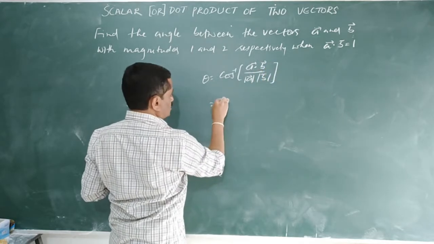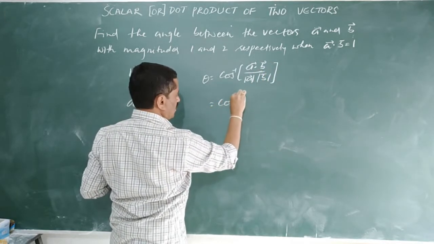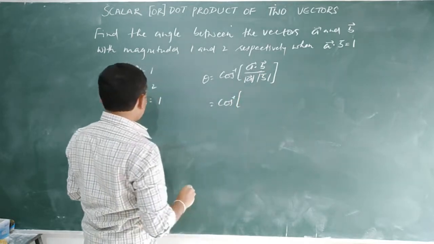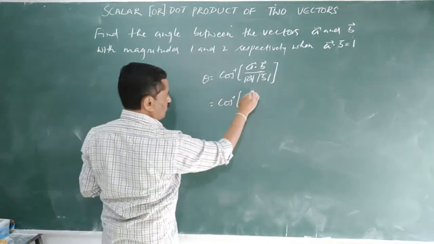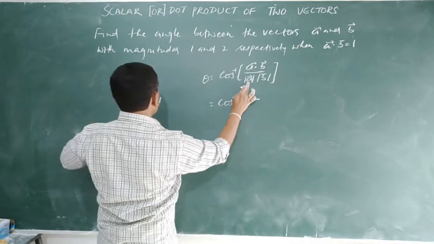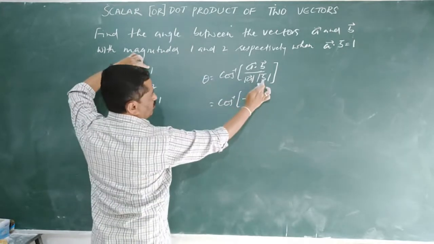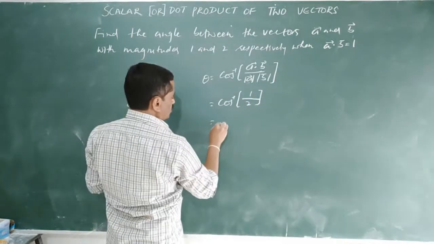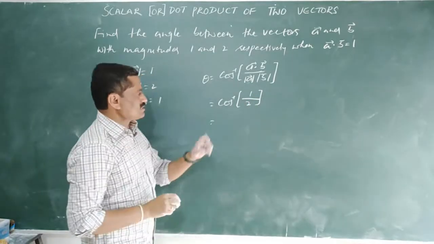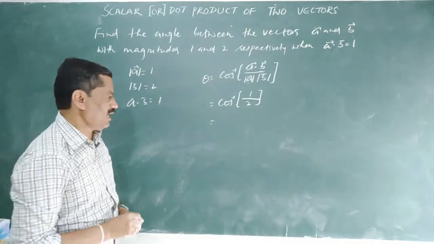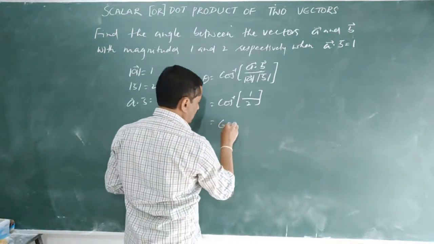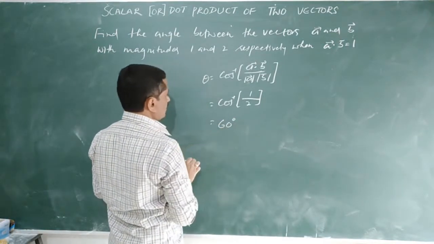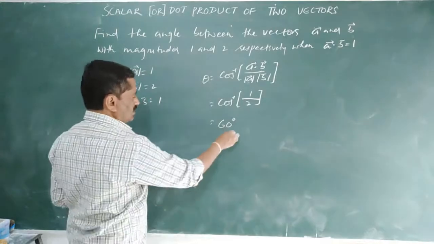Again that is equal to cos inverse of a bar dot b bar, which he has given as 1, divided by magnitude of a bar, which is 1, into magnitude of b bar, which is 2. What is 1 into 2? That is equal to cos inverse of 1 by 2, which is 60 degrees. So therefore the angle between the given vectors is 60 degrees.